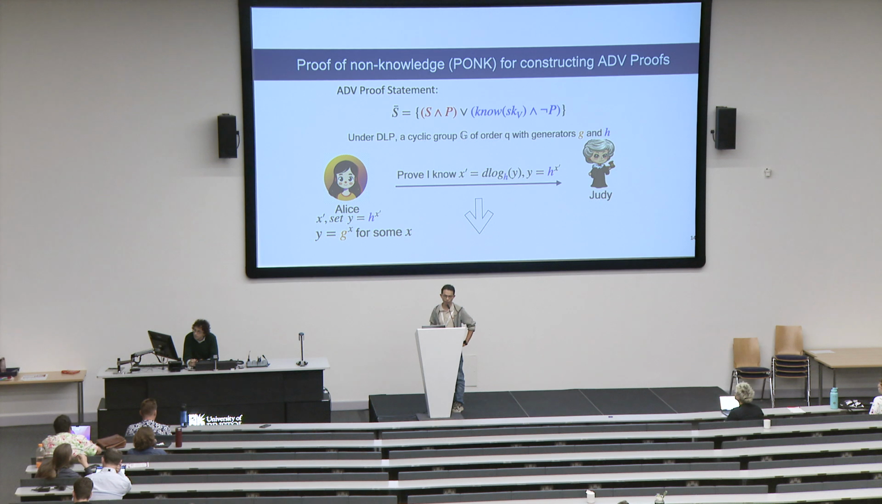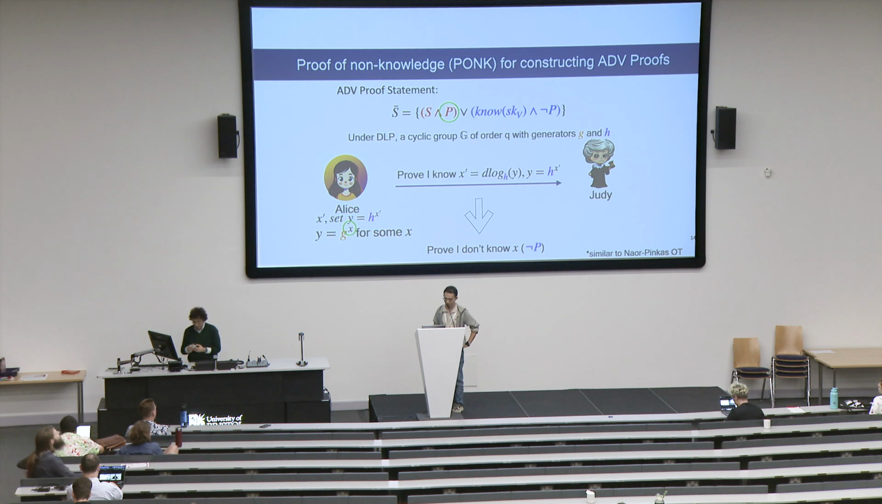So what she essentially proves is that she doesn't know x. That's because she generated y from x prime, so there's no way for her to know x, which is the discrete log of y to the base g. So here we can see that the non-knowledge of x is the instantiation of the statement negative P, and the statement P is the instantiation of knowledge of x. Just a side note, this is a similar trick to the one used in the Naor-Pinkas oblivious transfer construction.